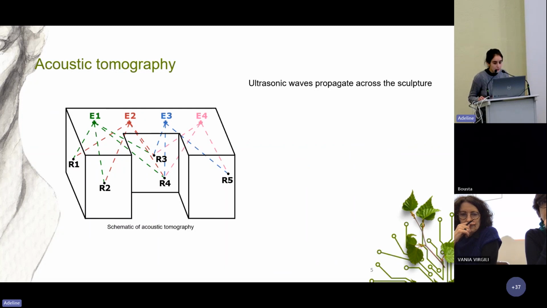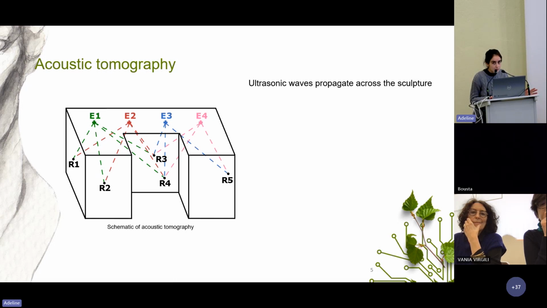For that, the principle is to define a network of emitters, noted E, and receivers, noted R, on the object, and to make ultrasonic waves propagate across the sculpture. The important requirement to acquire enough data is that the network of emitters and receivers allows covering the maximum volume of the object and that the paths of the ultrasound in the object cross each other.